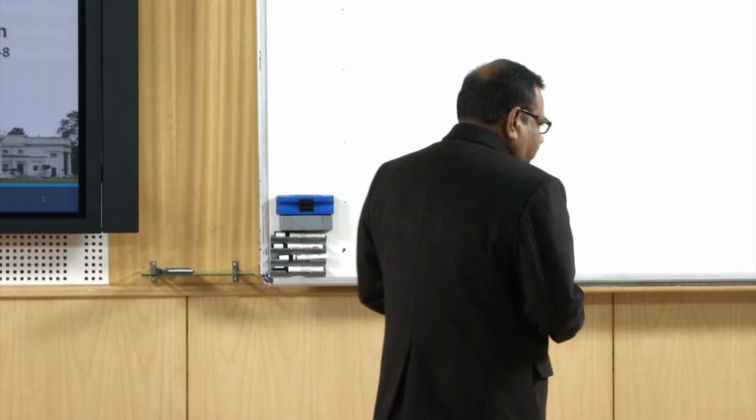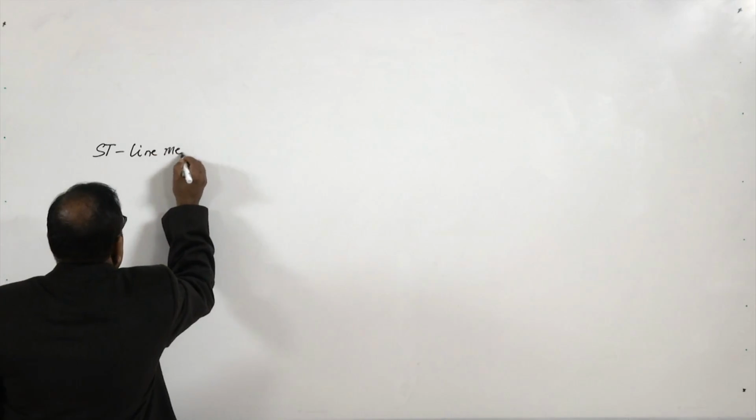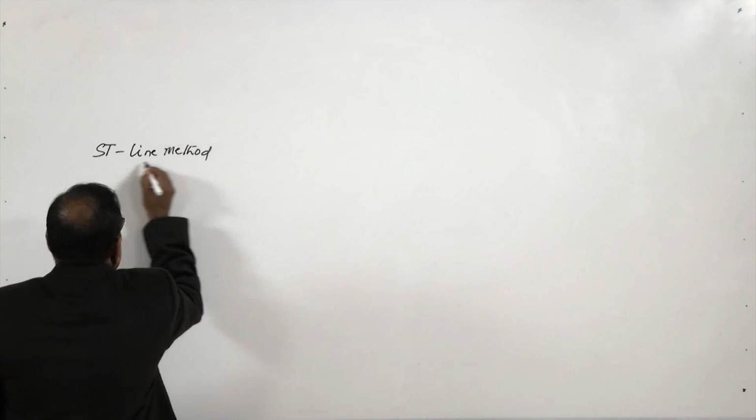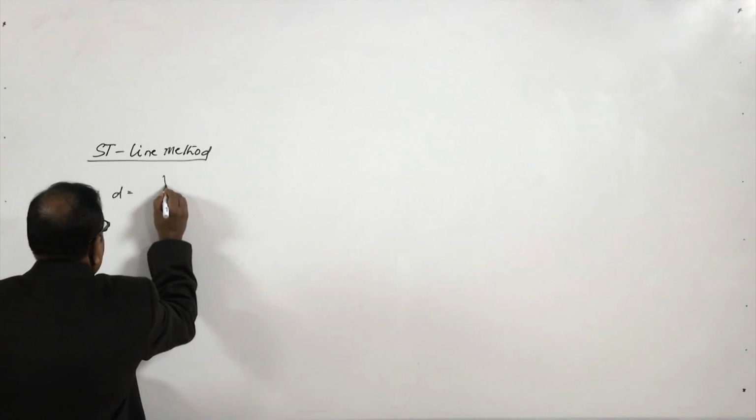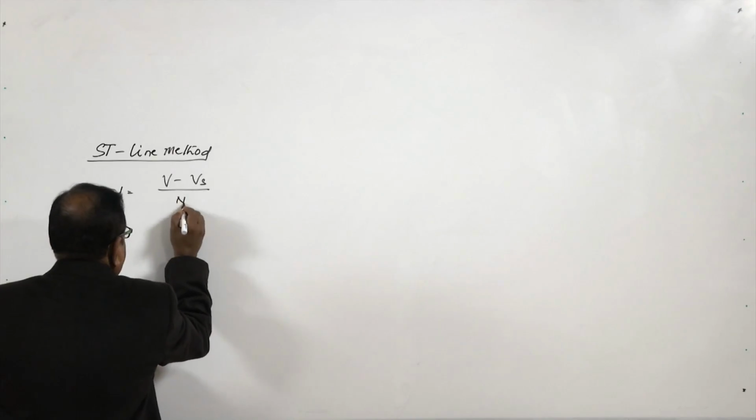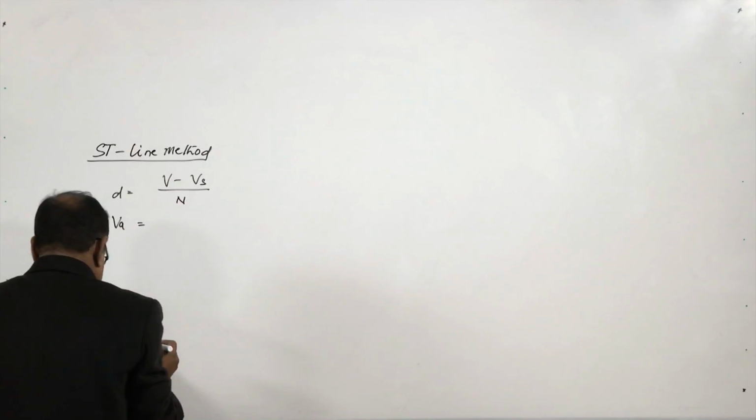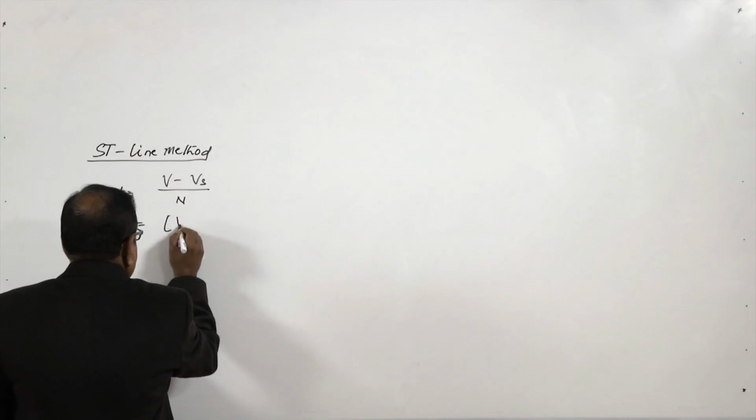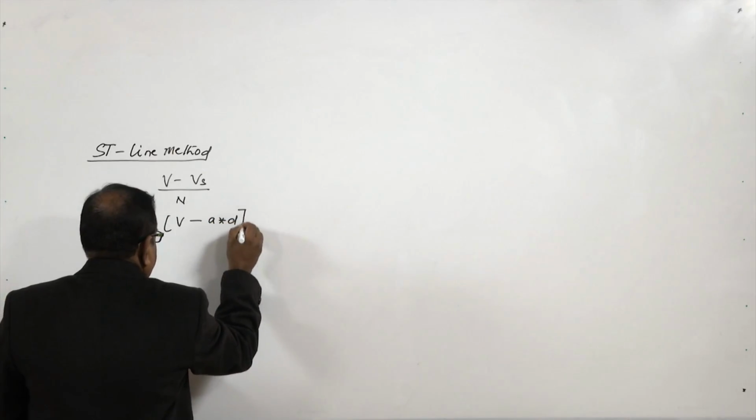Now, to start with, the easiest depreciation technique is the straight line method. Here D is equal to (V minus Vs) divided by N, and Va is equal to V minus A into D.